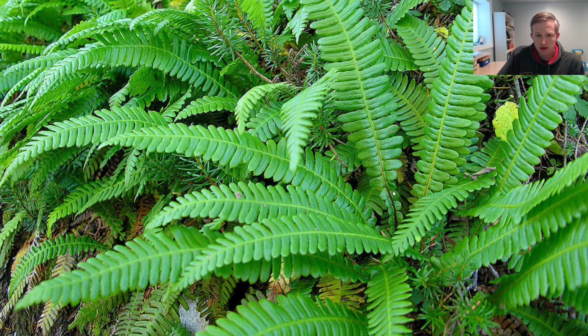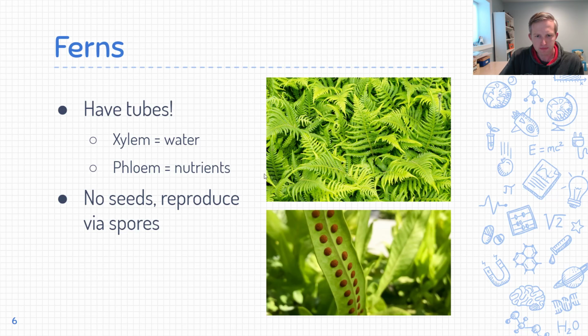Ferns, you might look at this picture and think, well, that's just kind of like every other plant I've ever seen. And it's true. Ferns have a very typical plant look. Their leaf structures are a little different than a tree you might find in your backyard. But it's got kind of this bushy look to it. First off, ferns do have tubes.